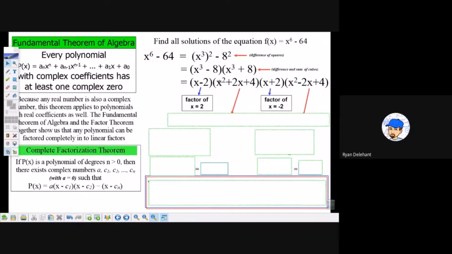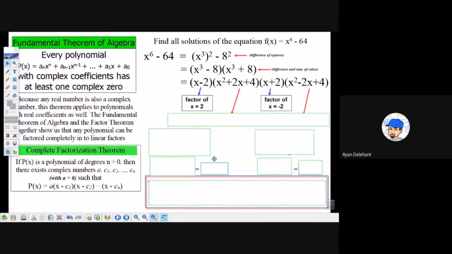But if I go to factor this, are there factors of 4 that add together to give me 2? No. So that means that I can't factor this with a times c. It means I'm going to have to use the quadratic formula to factor this.